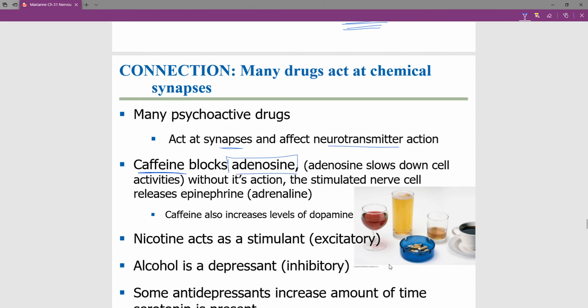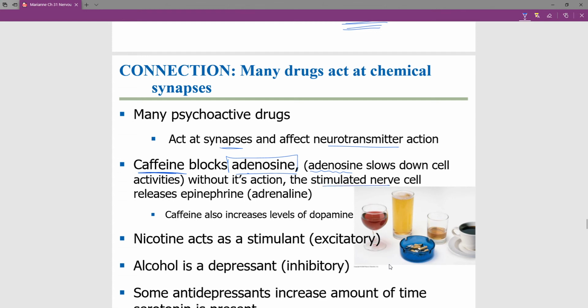And adenosine's normal job is to slow the cell down. And so adenosine would be inhibitory as a neurotransmitter. But if caffeine gets in the way of that, that means that I'm not going to slow down. I'm going to wake up and I'm going to talk faster. And so without the action of adenosine, we've got a stimulated nerve cell.